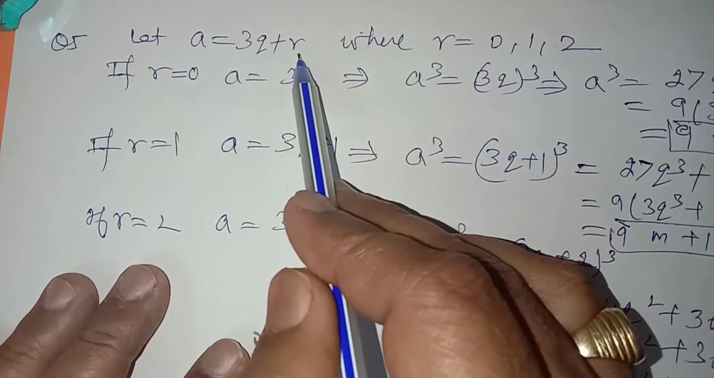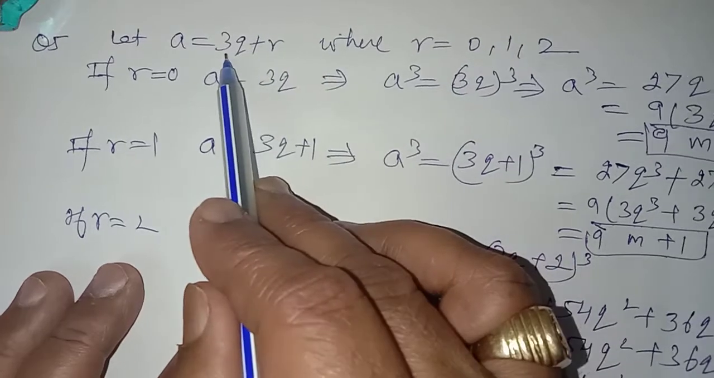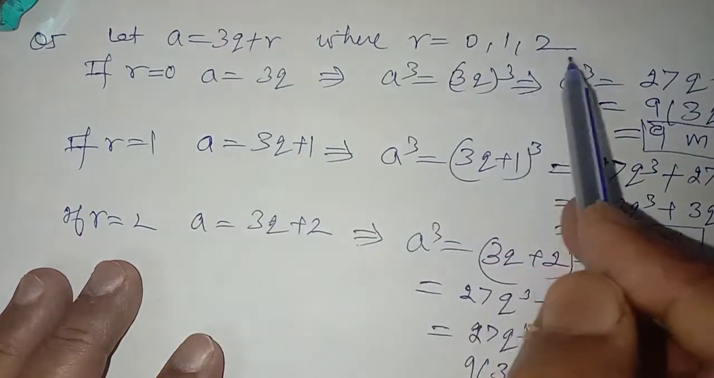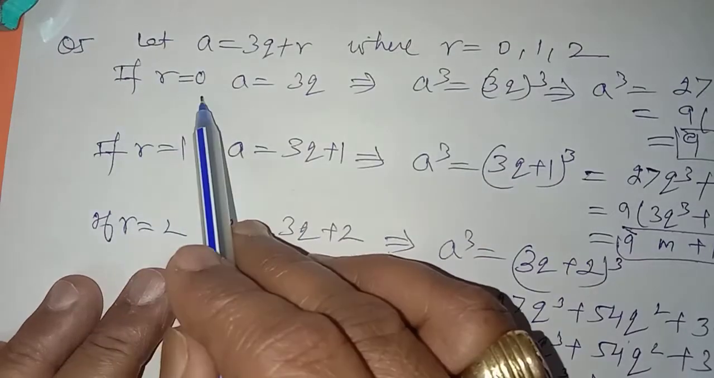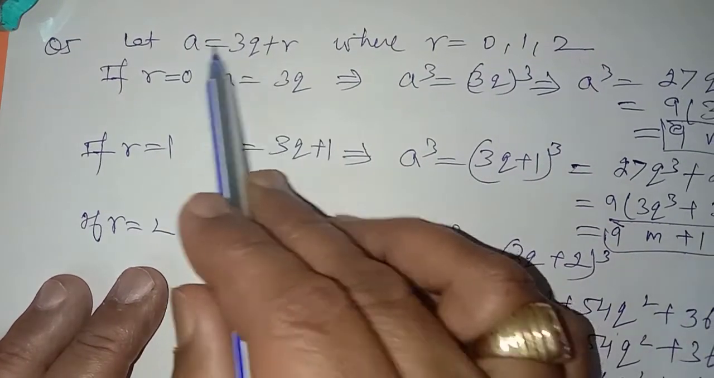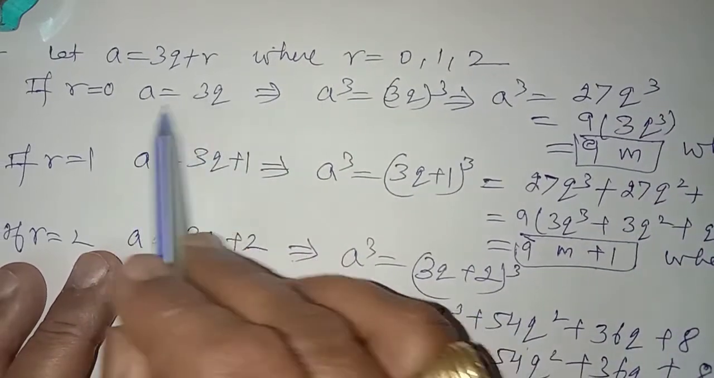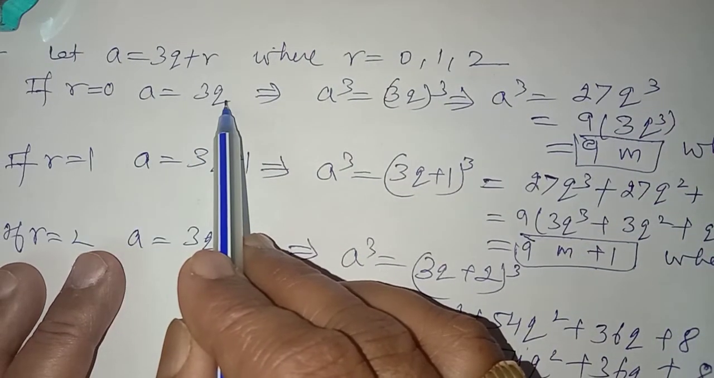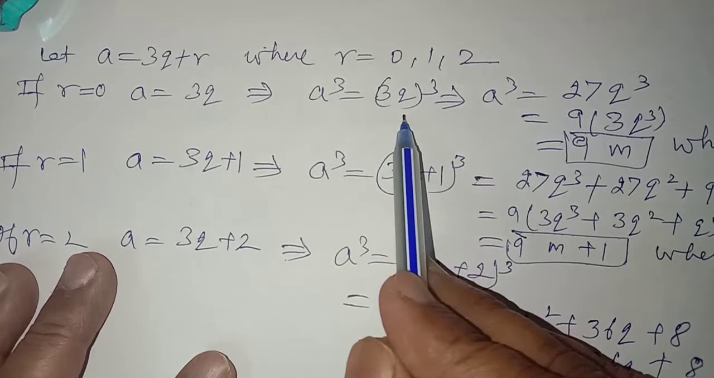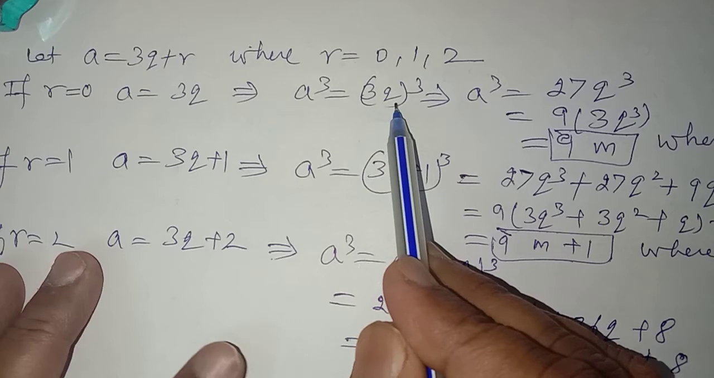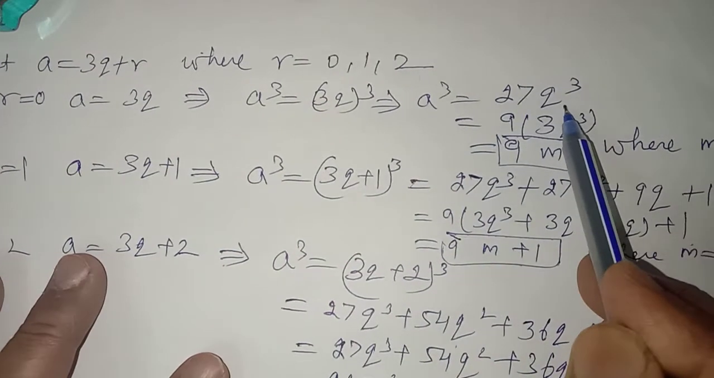Again, r will be equal to either 0, 1 or 2 because the divisor here is 3. So r will be equal to 0, 1 or 2. If r is equal to 0, then a will be equal to 3q. Cubing both the sides, because you have to find the cube of the integer, it comes out to be a cube equals 27q cube.